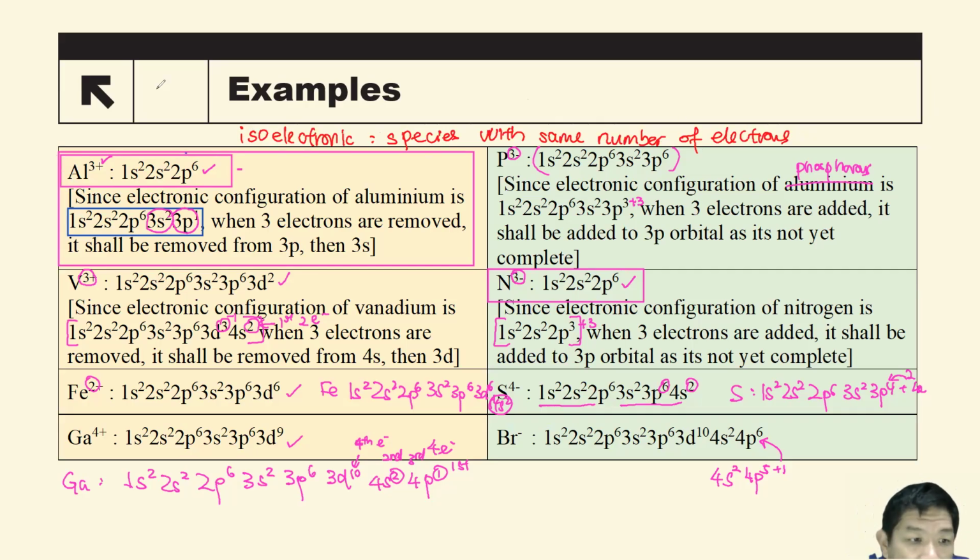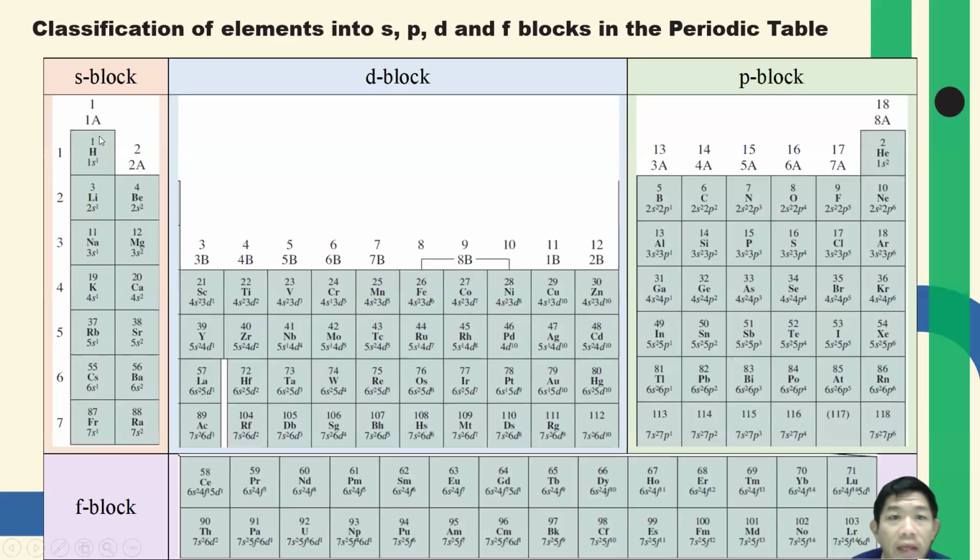And to wrap up our chapter 2, we are also going to look at the classification of the elements into SPDF blocks in the periodic table. Generally in the periodic table, all elements can be classified according to the blocks, depending on their valence electrons, that is where the blocks are situated.